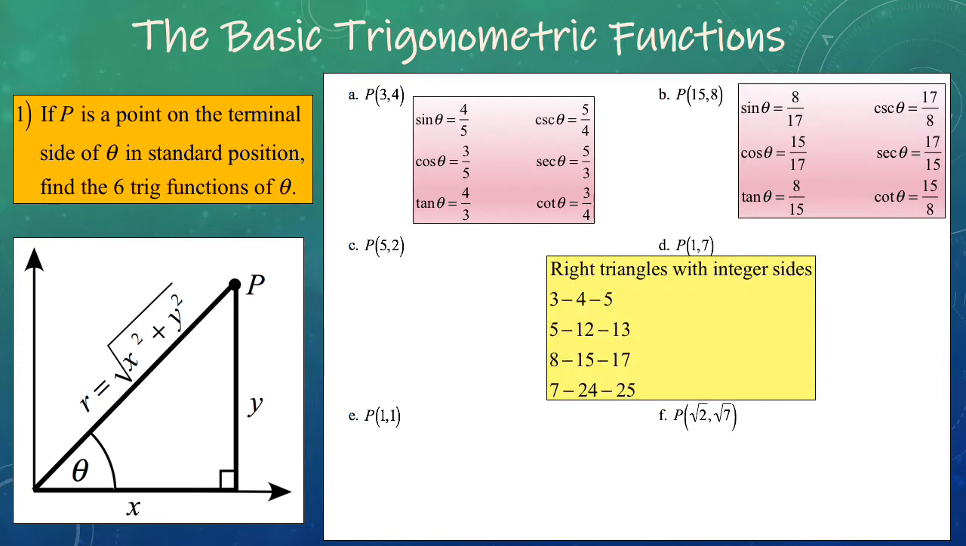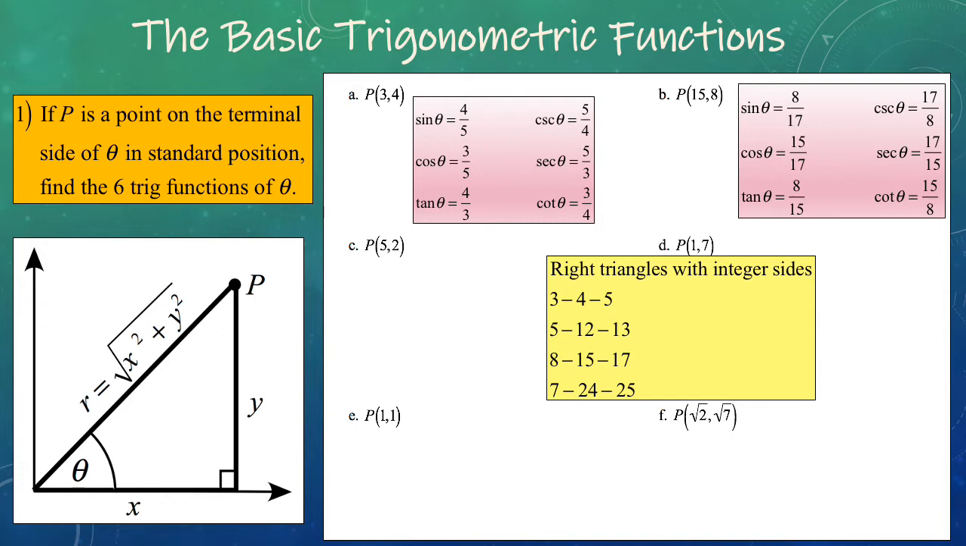In part B, our point is (15, 8), and therefore the hypotenuse is 17. You should know the common right triangles with integer sides: 3, 4, 5; 5, 12, 13; 8, 15, 17; and 7, 24, 25, and their multiples show up all the time.